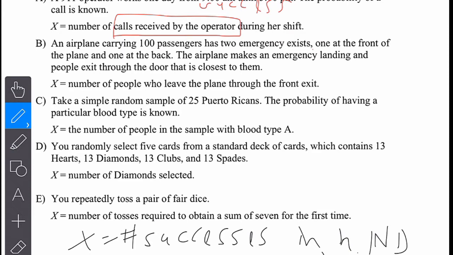But there's no clear n. So that's the problem there, right? So that one is not the answer. A is not correct. What about B?